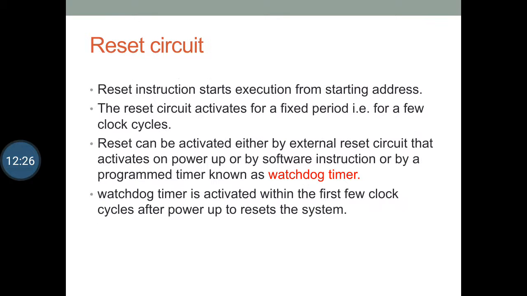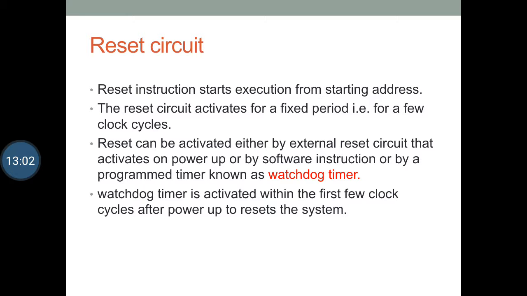Next, we'll see reset circuit. Reset instruction starts execution from starting address. Otherwise, execution starts from this address when it is powered up. The reset circuit activates for a fixed period and then deactivates to let the program proceed from a default beginning address. On deactivation of the reset that succeeds the processor activation, a program executes from startup address.